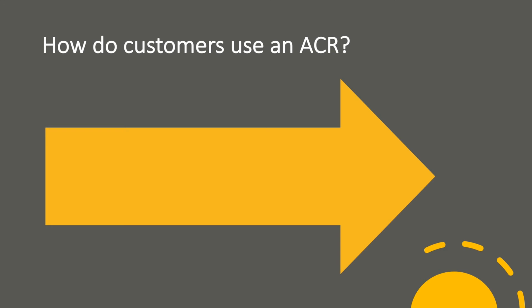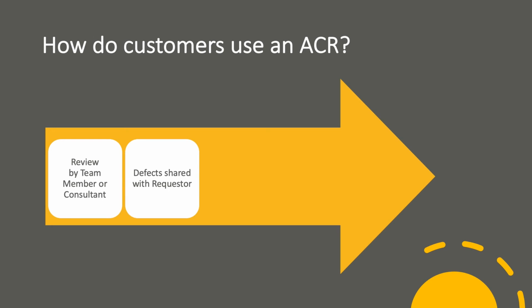These conversations center around risk and usage. In general, the request for purchase, or RFP, process will follow a general pattern. Your ACR is reviewed by an in-house team member or outside consultant with expertise in technology and accessibility. If the ACR reports defects or the team discovers defects during the evaluation, the results are shared with the requester.